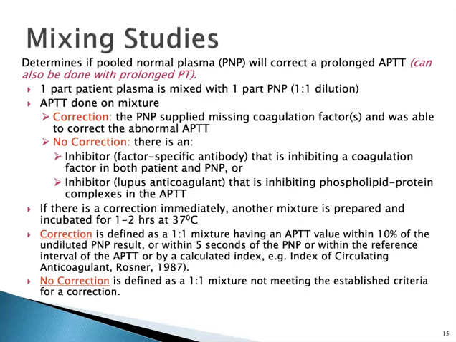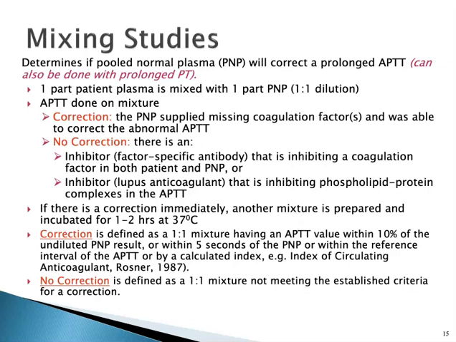So a correction, what does that mean? In terms of a mixing study, it's defined as a one-to-one mixture having an APTT value within 10% of the undiluted PNP result. So basically, you have your patient prolonged APTT, but you also run an APTT on the pooled normal plasma. And that's what you basically base your subsequent results on. You just could go back to those results and compare. And then that's how you'll see whether you have a correction or no correction. So a correction is defined as having a one-to-one mixture having an APTT value within 10% of the undiluted PNP.